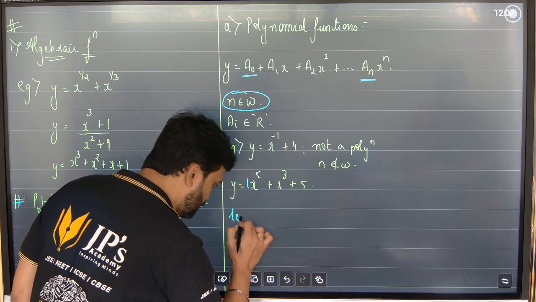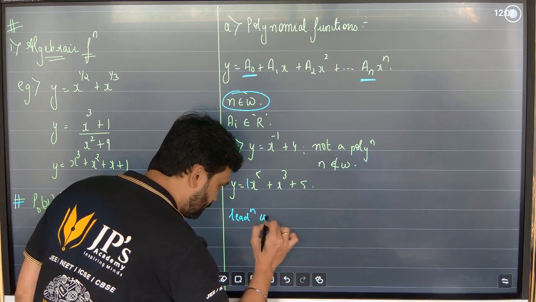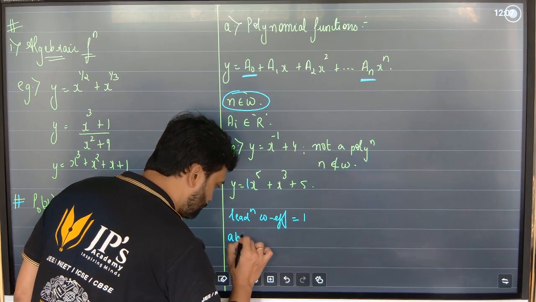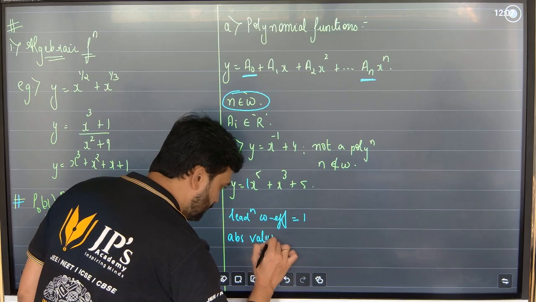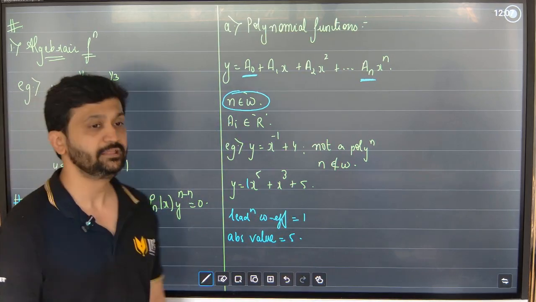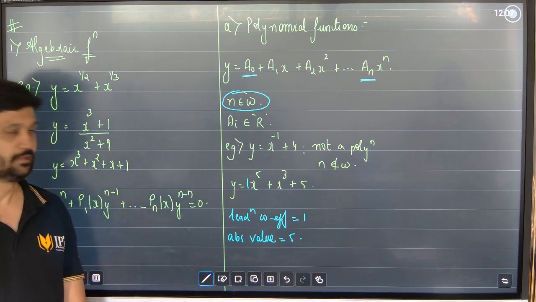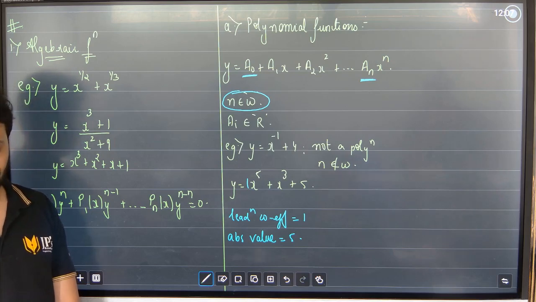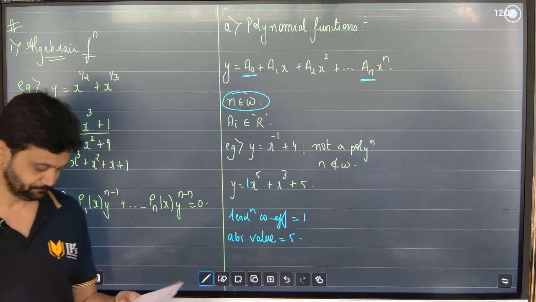So, leading coefficient is equal to 1 and absolute value is equal to 5.